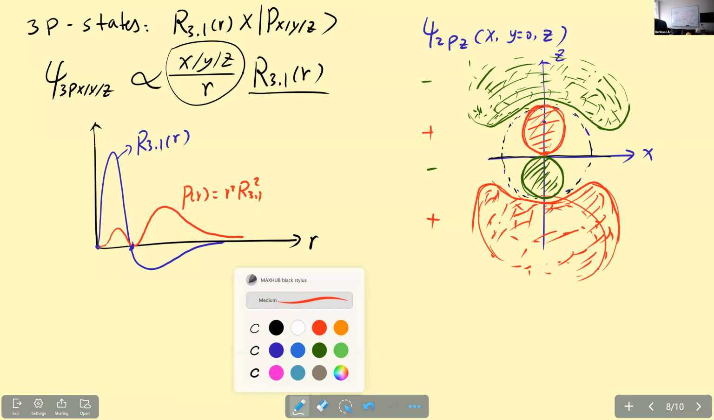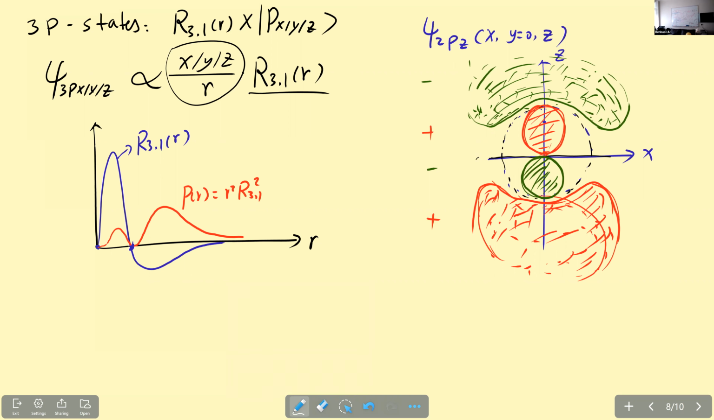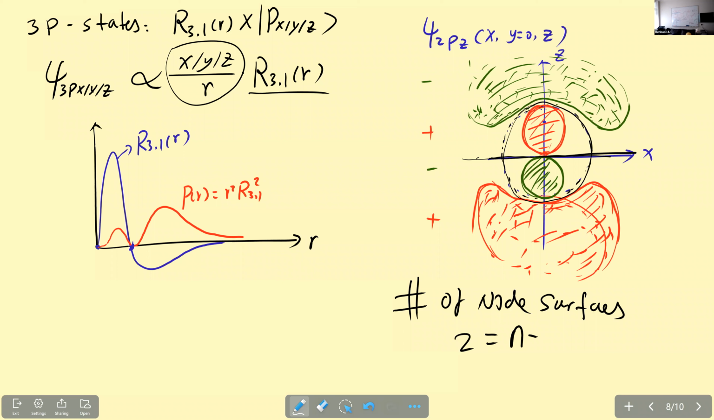All right. So you can see that there will be two nodal surfaces. This is one, and this is another one. So the number of nodal surfaces is 2, which equals n minus 1. Again, the number of nodal surfaces is just n minus 1, no matter whether it's a p state or an s state.